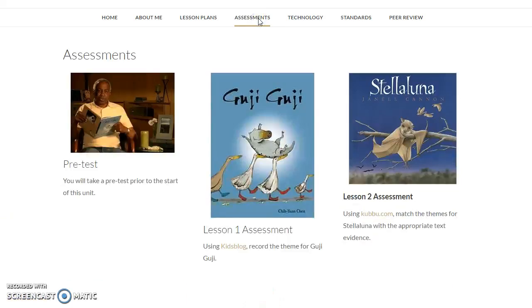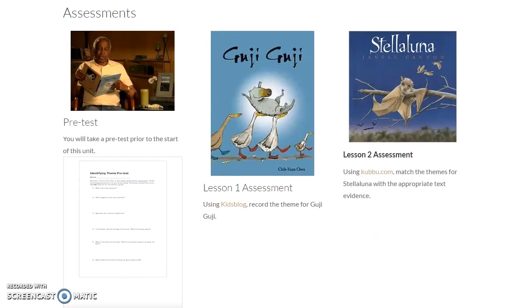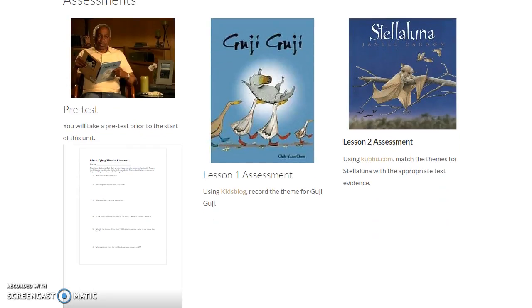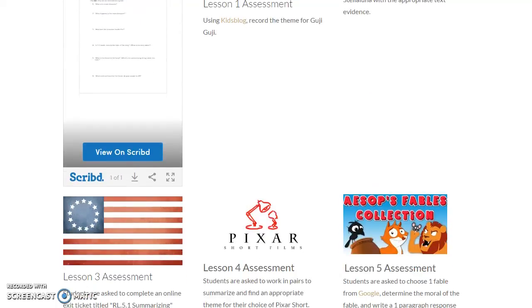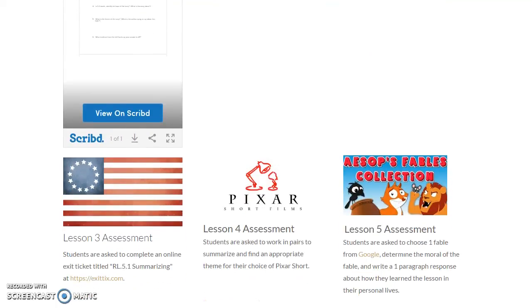Next, we have our assessments page. I did start this unit out with a pre-assessment so that I would know where my students are in the process of learning about finding the theme of a story. And there are 6 assessments that go along with the unit, with pre-test included. So each lesson would have its own assessment.